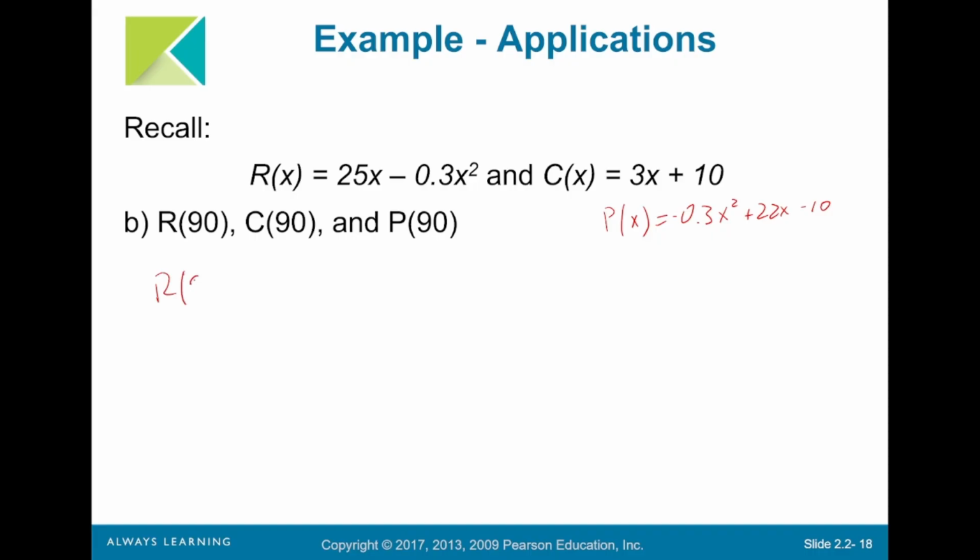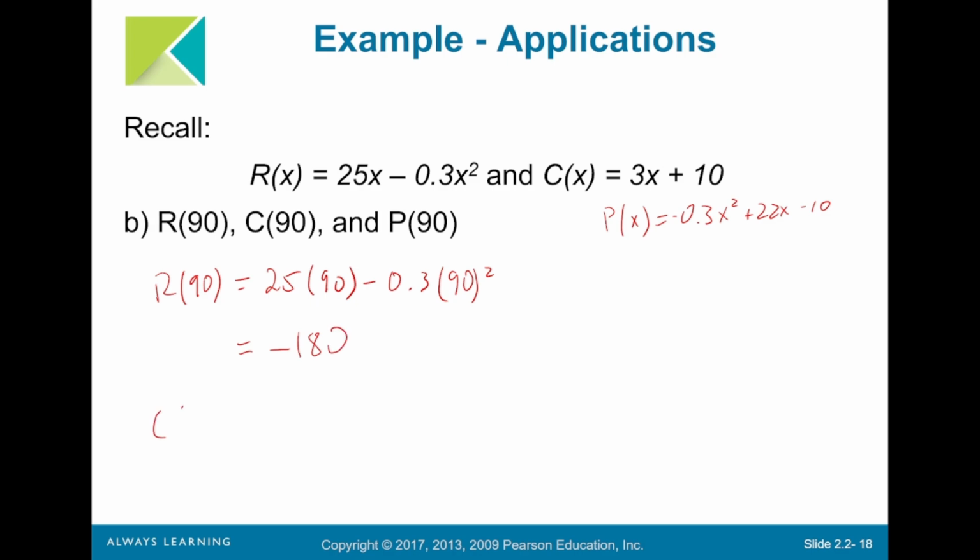So R of 90 is 25 times 90 minus 0.3 times 90 squared. And if I get my calculator out, because no, I cannot do that in my head, I have 25 times 90 minus 0.3 times 90 squared, which gives us negative 180.